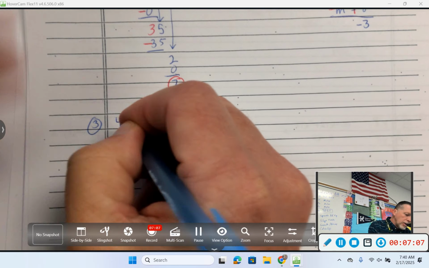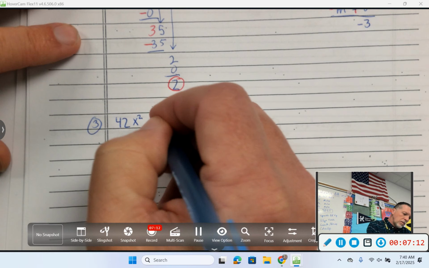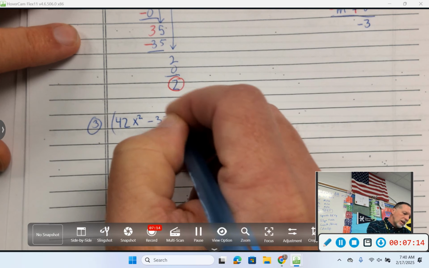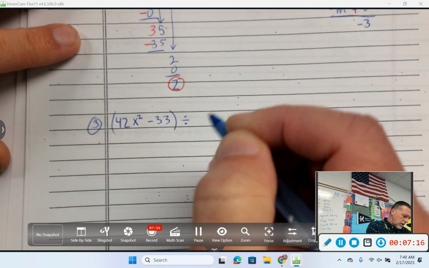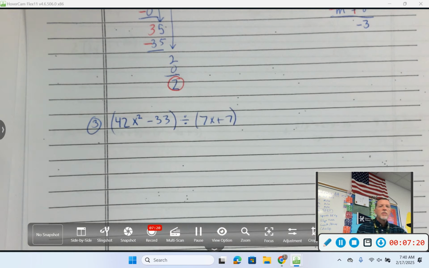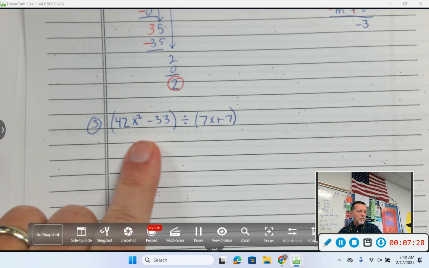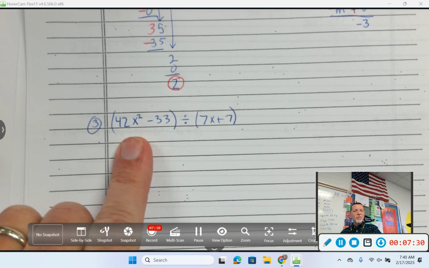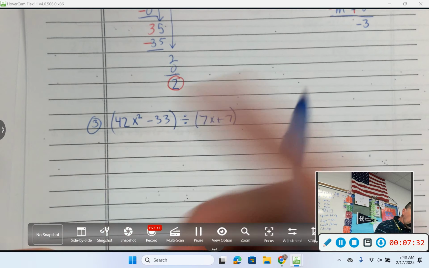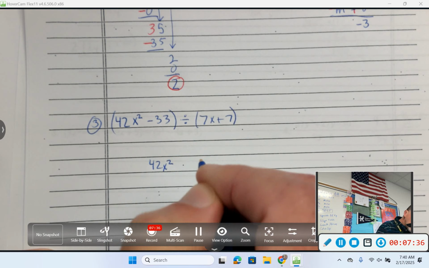Let me write this one a little bit different just to try to throw us off. 42x squared minus 33 divided by 7x plus 7. So who goes in the house? Careful saying that. It is the big one on this one. The first one, right? So 42x squared.